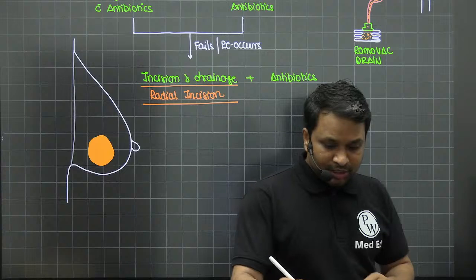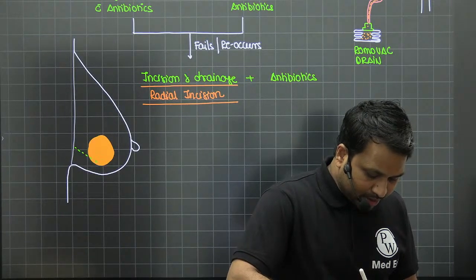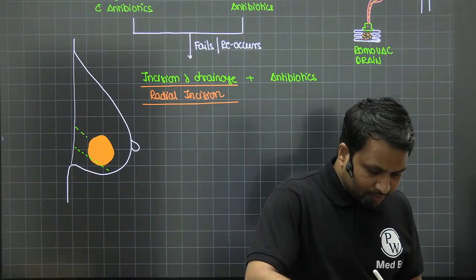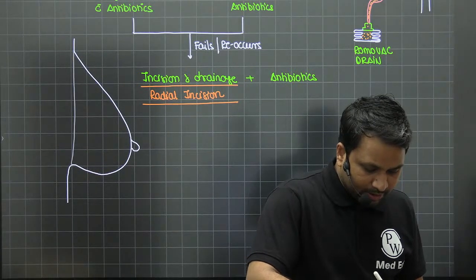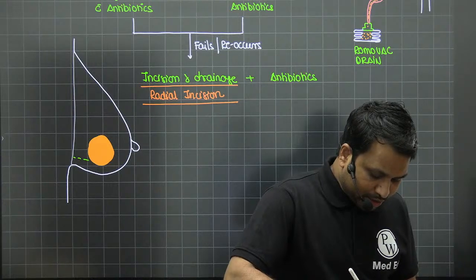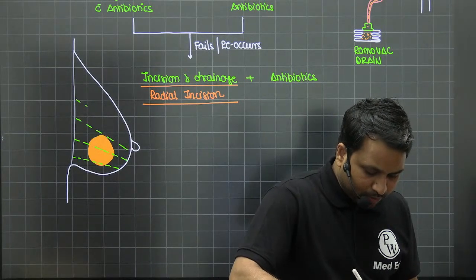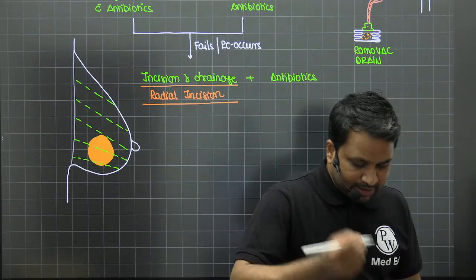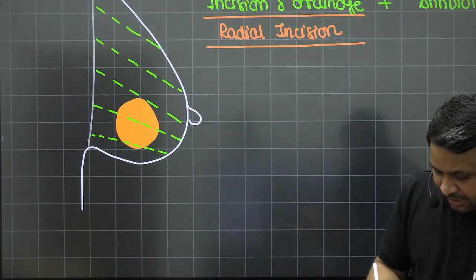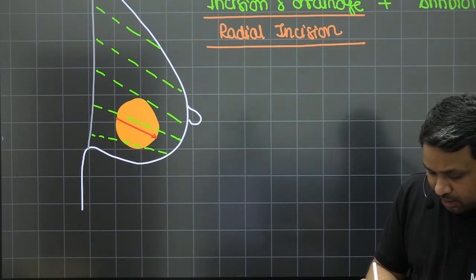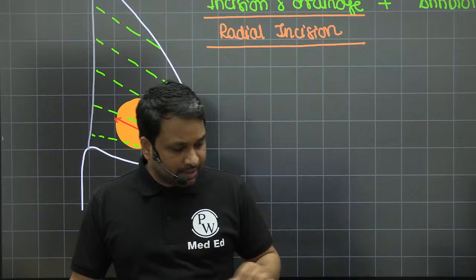Now, the incision line usually follows the line in which your Cooper's ligaments are traveling. This is the line. When you look at the Cooper's ligaments, this is the orientation that will be present. This orientation of the Cooper's ligaments is what we call the radial arrangement. So my incision will always be parallel to the Cooper's ligaments, and this is what we call a radial incision.